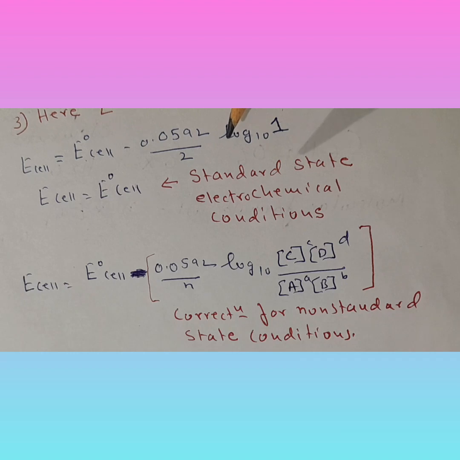Now, what is the standard state that we had seen earlier? 25 degrees Celsius, 1 atmosphere pressure, and 1 molar concentration. So that has to be there, right? So it comes to 1, this disappears, and E cell now becomes E0 cell, that is E standard cell.